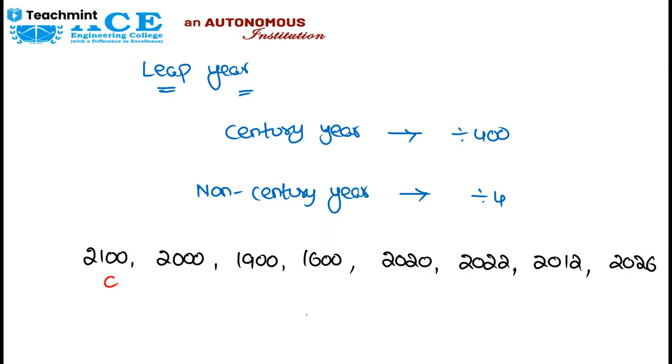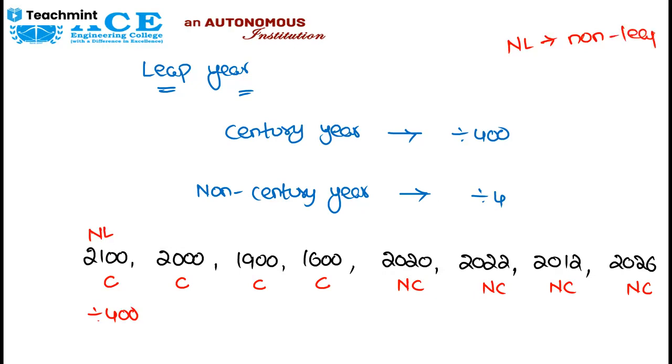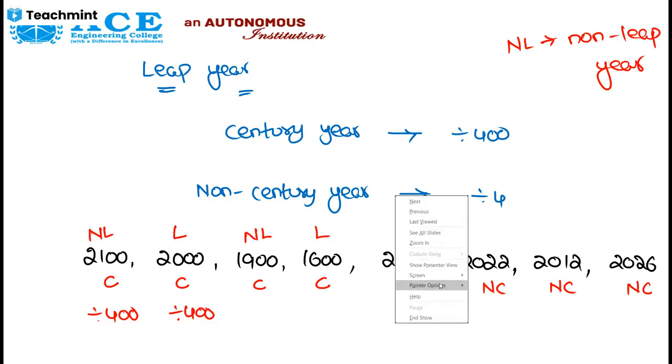First of all, 2100 is a century year. This is a century year. This is a century year. This is a century year. This is a non-century year. First, I'm telling you whether it is a century year or non-century year. A century year must be divisible by 400. 2100 is not divisible by 400, so this is a non-leap year. Here, NL means non-leap year. You just understand it that way. When you use the notation NL, you consider it a non-leap year. This is the short notation. 2000 is divisible by 400, so it is a leap year. 1900 is a non-leap year, and 1600 is a leap year. These first four are century years.